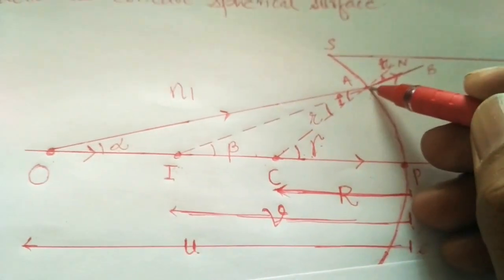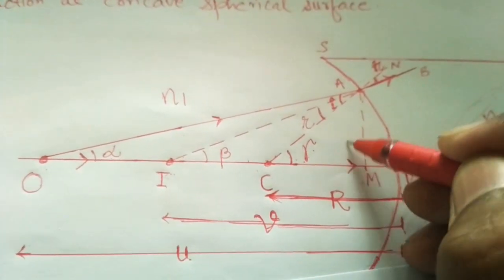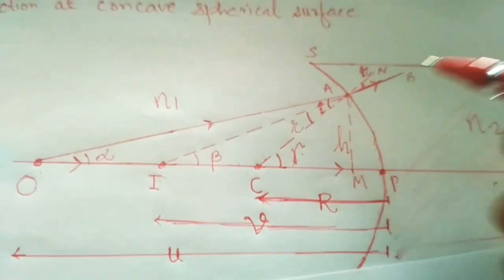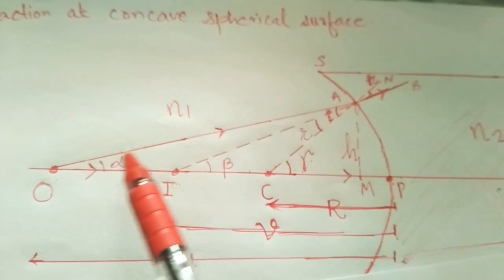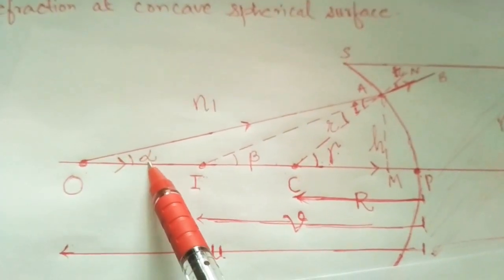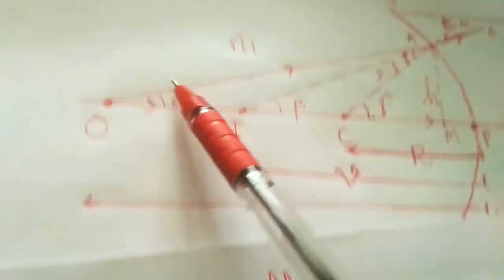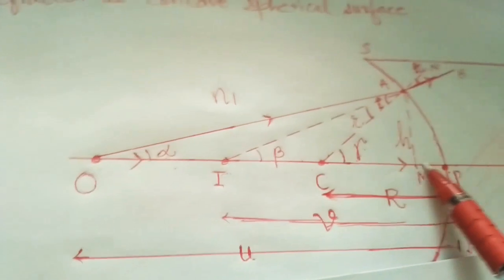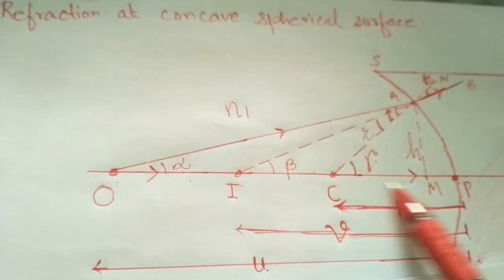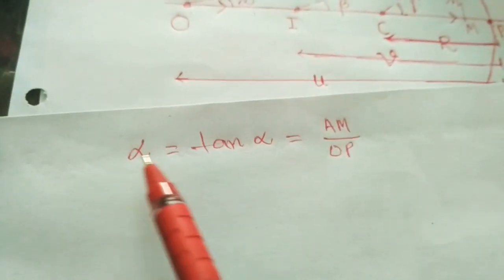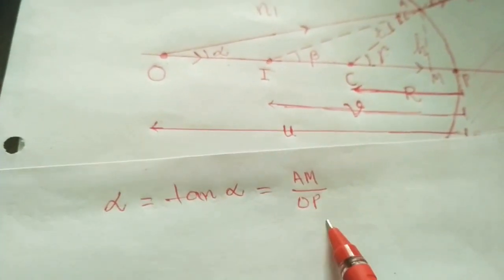Now draw a perpendicular from A to this principal axis, say this is M of height H. Since this M and P are very close to each other and we are having the angle alpha which is so small, we can take alpha is equal to tan alpha. How? See here, in this triangle OAM, tan alpha is perpendicular upon base. So I'm writing AM upon OM for tan alpha. See here, alpha is equal to tan alpha. This angle is so small, so alpha is equal to tan alpha, AM upon OP.